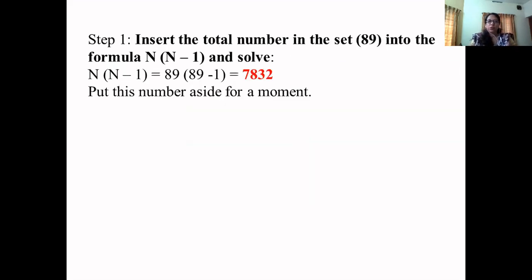So let us move on to further calculation. In step 1, insert the total number we got, that is 89, into the formula capital N into N minus 1. By equating this, we get a value of 7,832. So this 7832 is the value of N into N minus 1. Put this number aside for a moment.